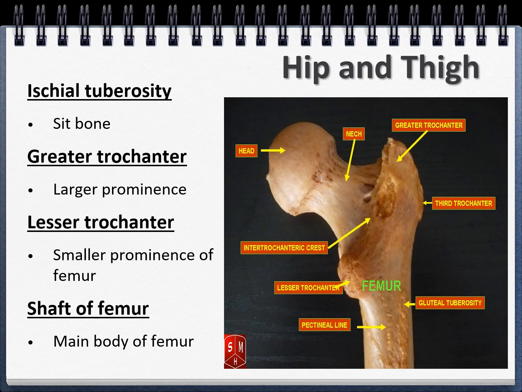And the shaft of the femur then is the body of the femur that comes up towards the head of the femur, which is the ball and socket joint.